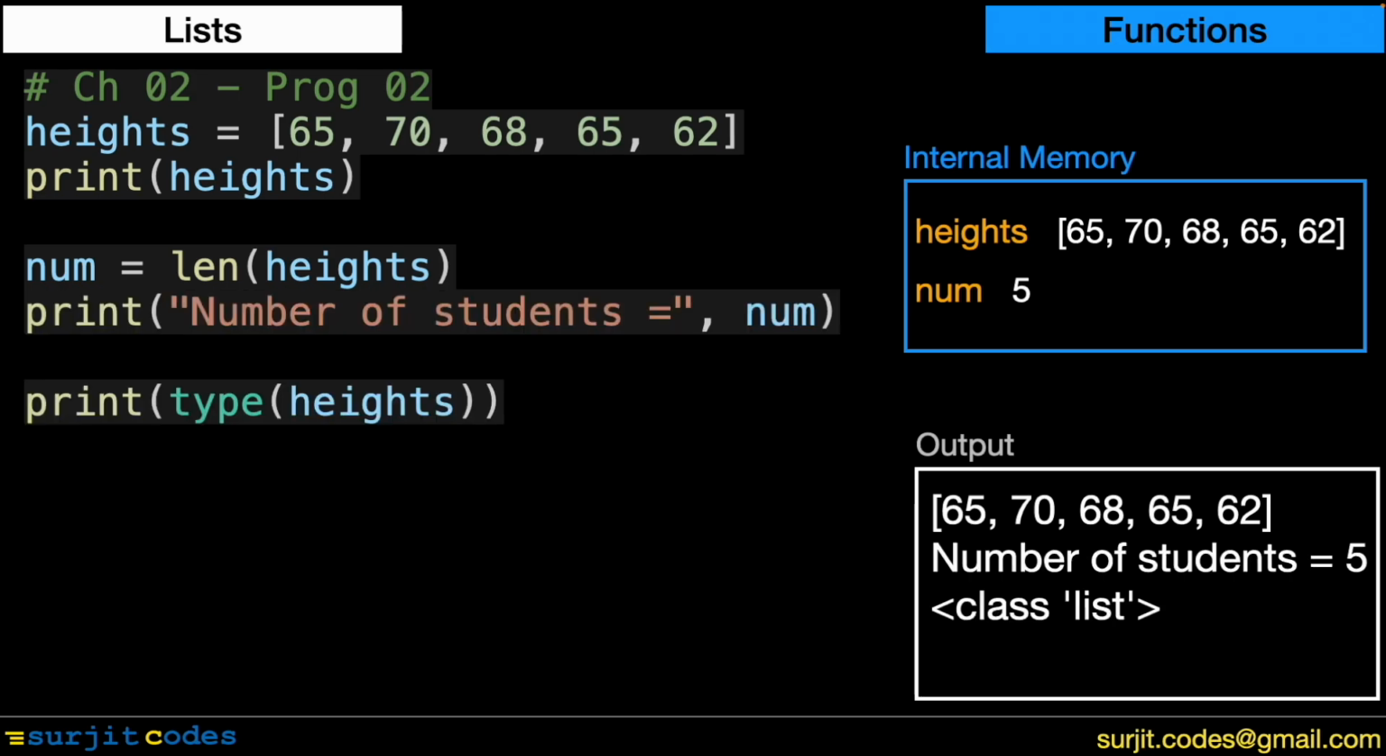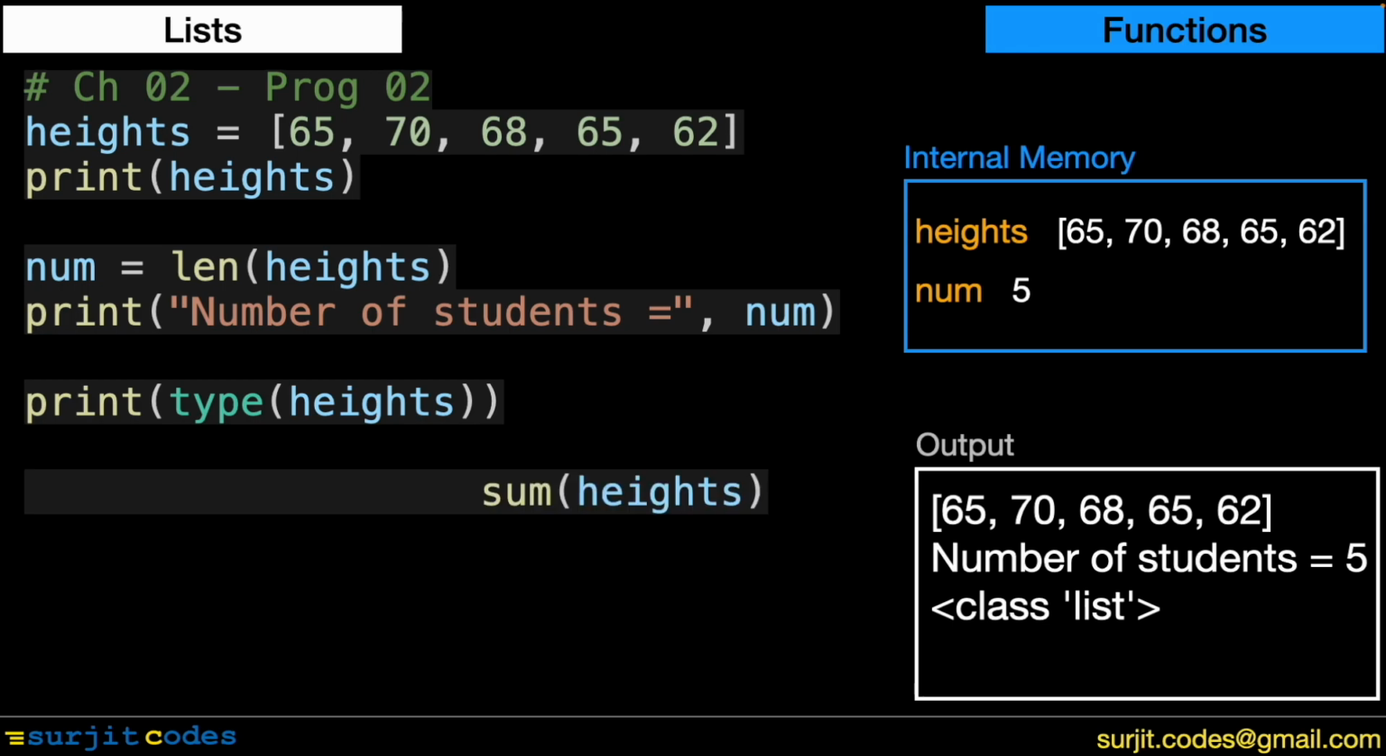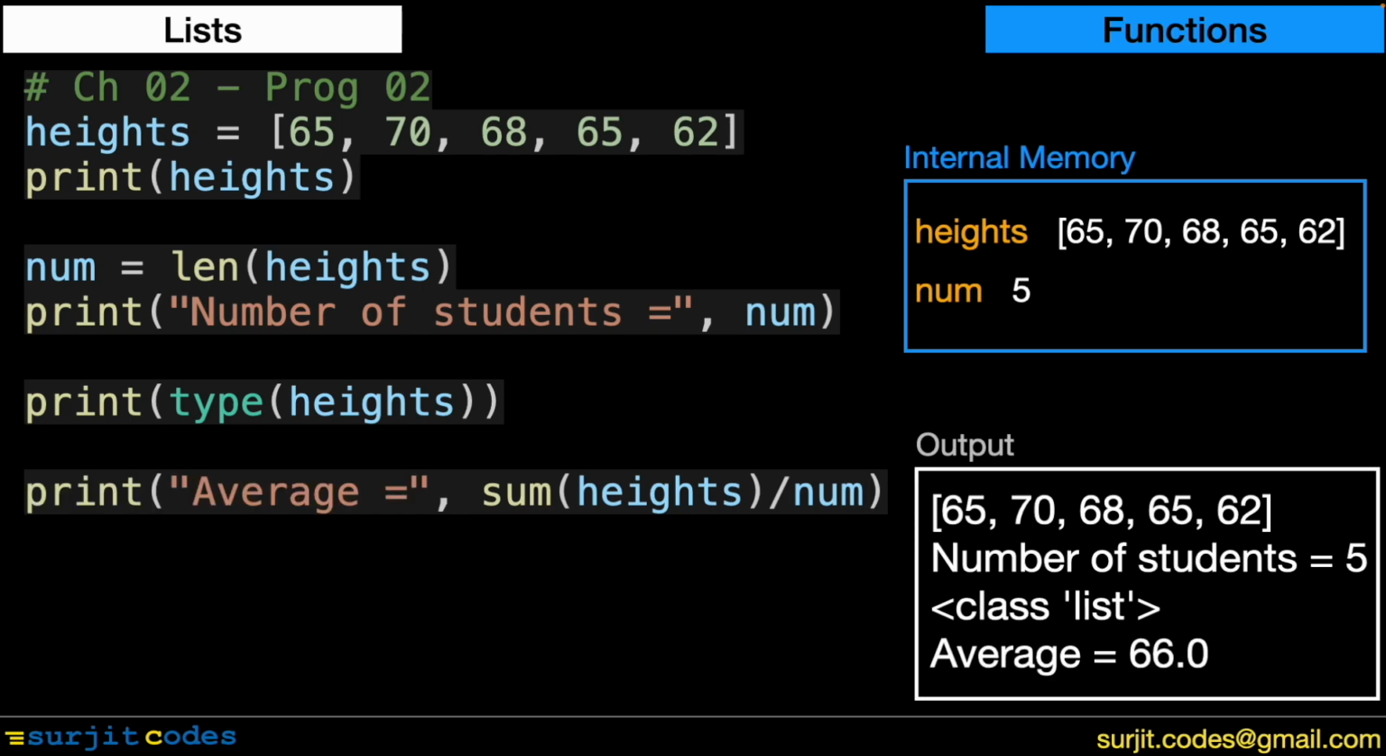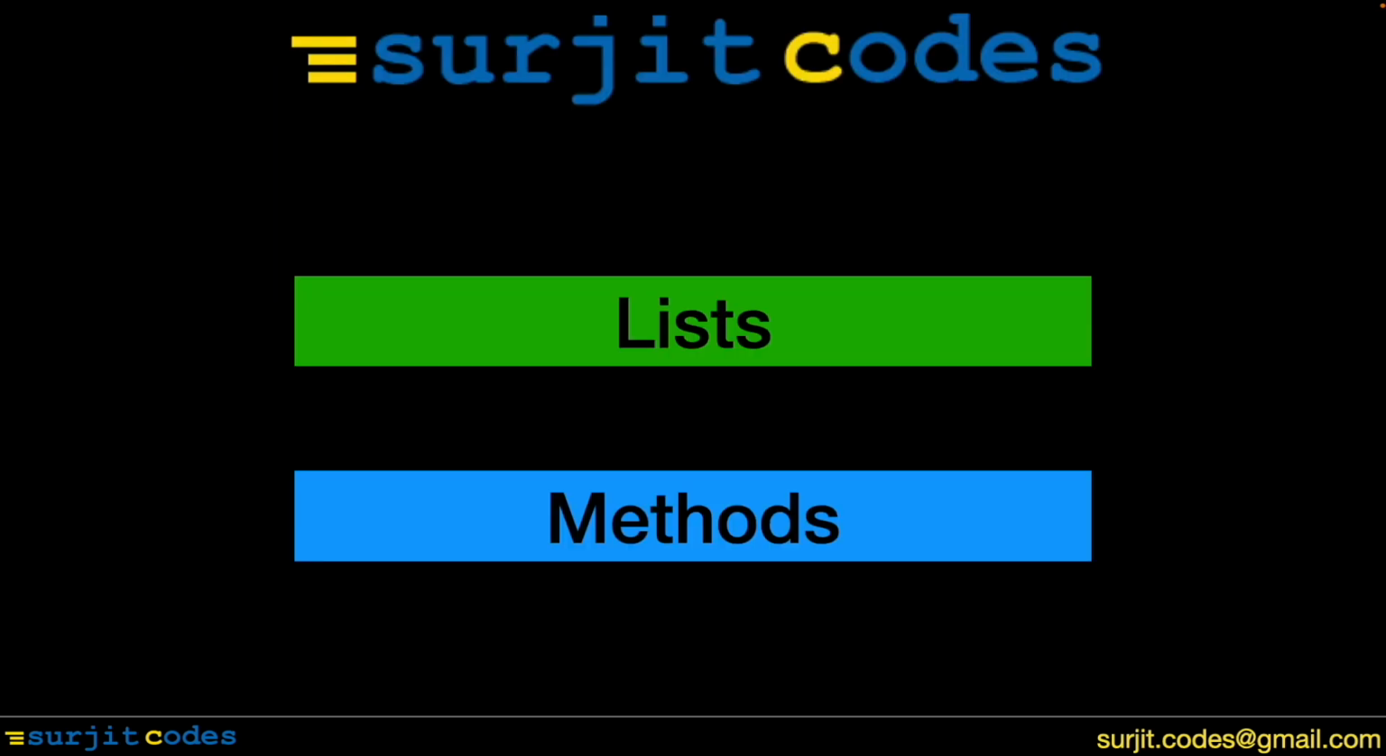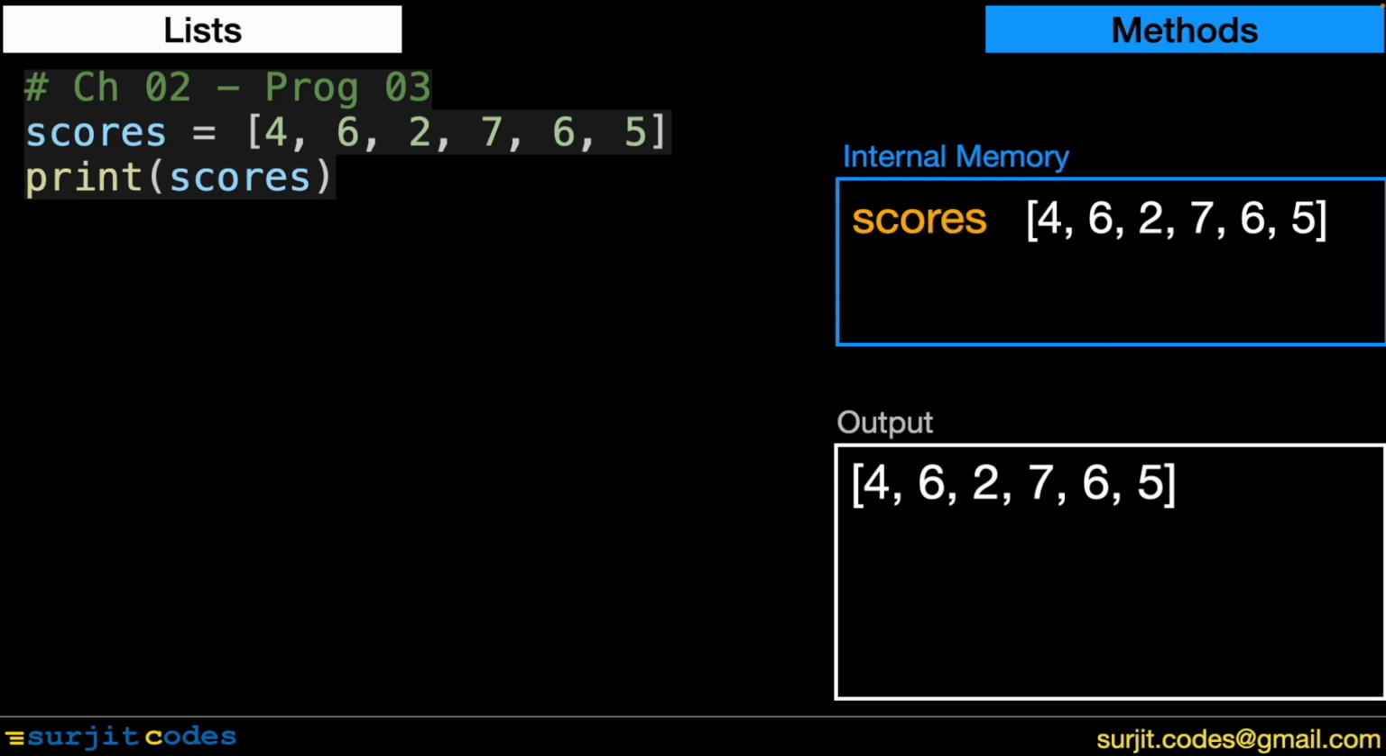Type function tells that the heights variable belongs to the list class. Sum is the function that gives sum of all items of the list. We divide it by num to get the average height of the students and print it. In Python, there are some methods associated with each data type. Let us now learn about some methods available for lists.